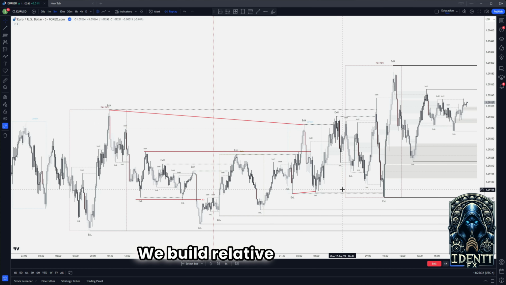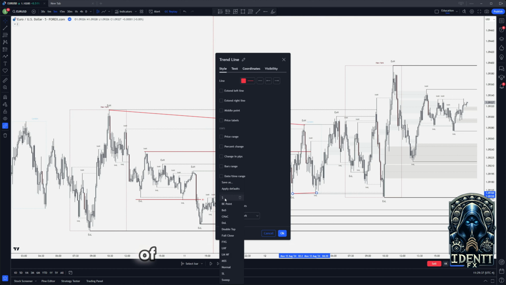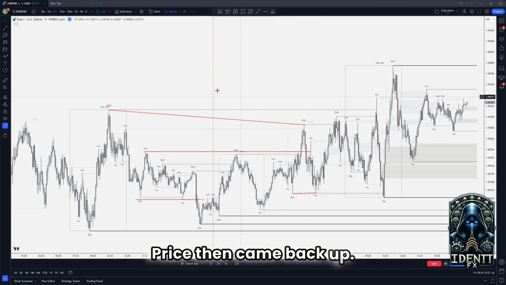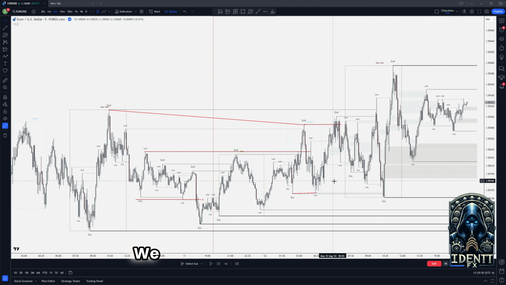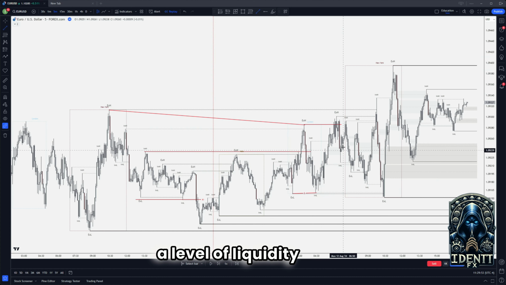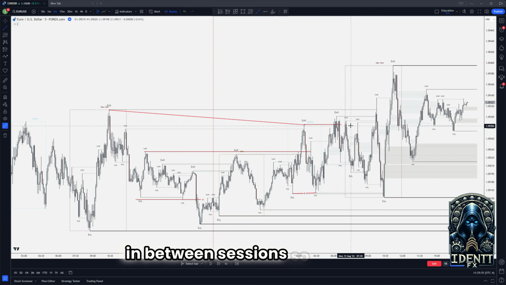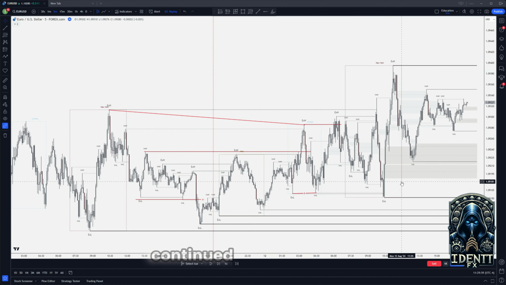We built relative equal lows, as we can see. After we built those relative equal lows, and that of course becomes liquidity, price then came back up, swept this high quite aggressively, right? So what could we have done? We could have likely targeted a level of liquidity, but of course this was in between sessions, so we don't usually trade that. Price then continued to move lower.